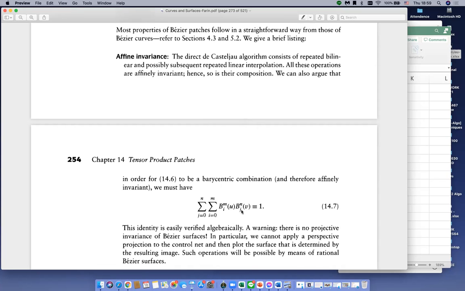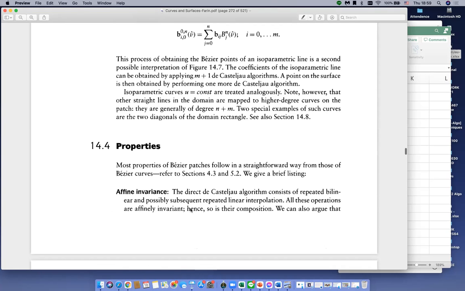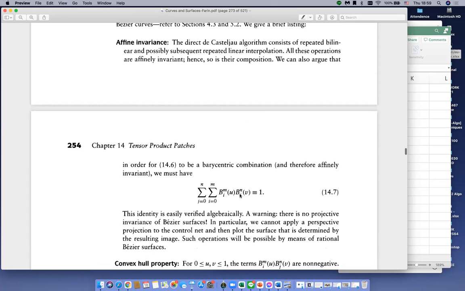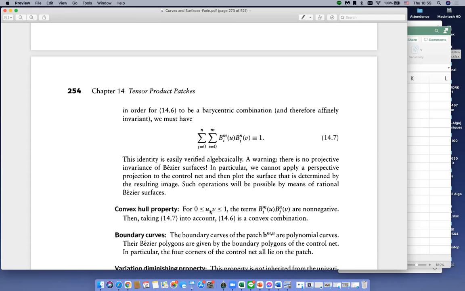So the summation of the Bernstein polynomials will be equal to one. So we can say that it is an affine combination, or affine invariance, for this property, right? The summation is equal to one. Also, because u and v are in the range of 0 to 1, and the Bernstein polynomials B_m,i and B_n,j are non-negative values, we can say that this will be a convex combination.